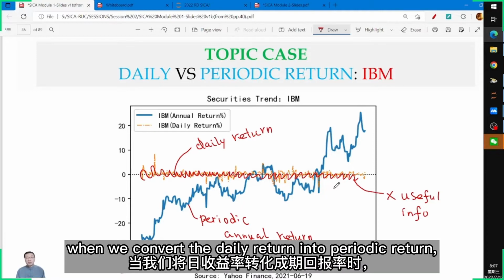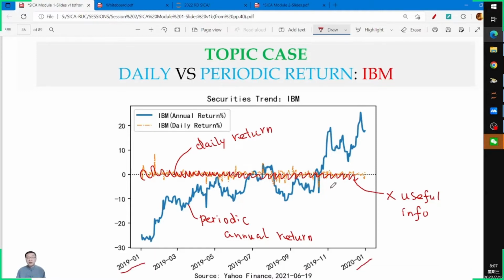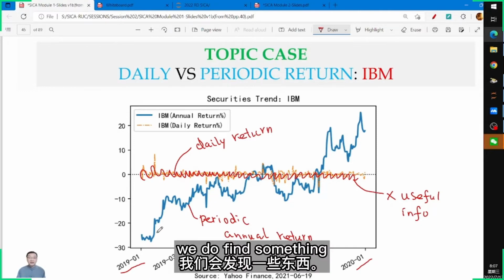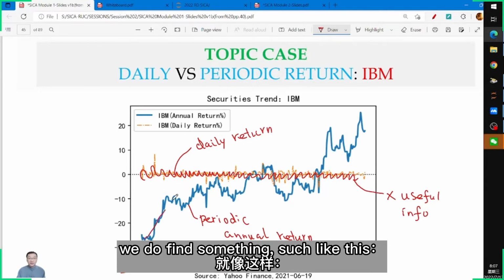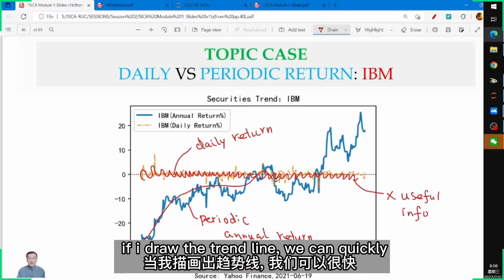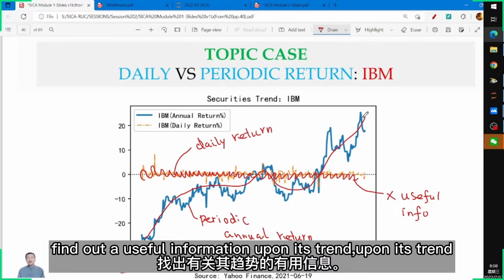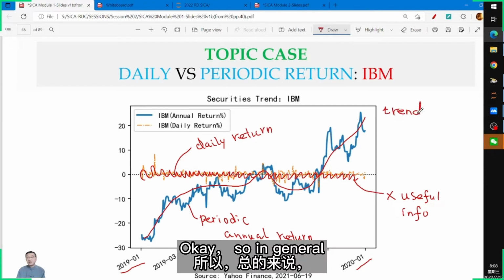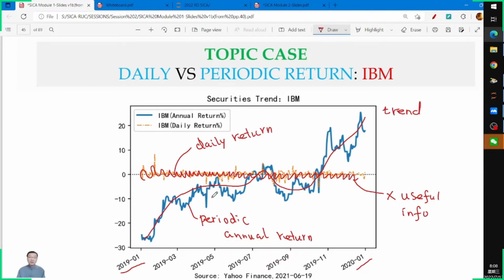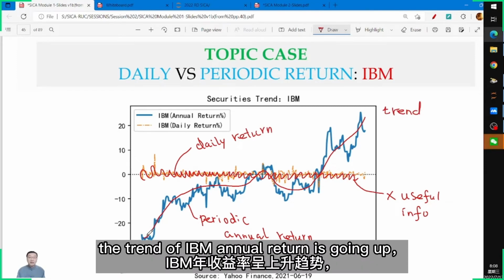However, when we convert the daily return into periodic return, we do find something. If I draw the trend line, we can quickly find useful information upon each trend. So in general, the trend of IBM annual return is going up.